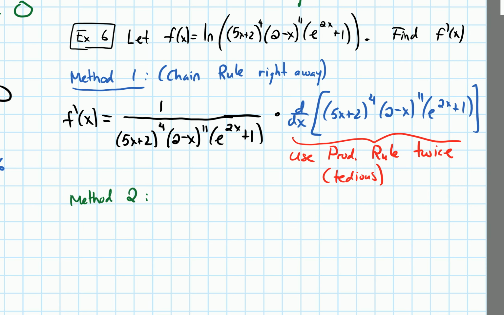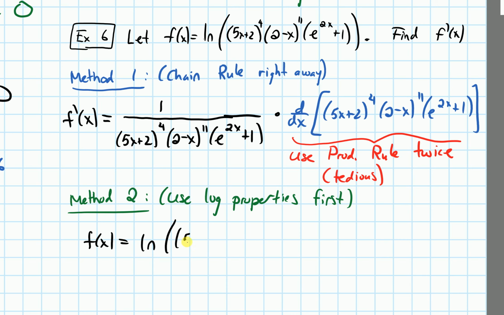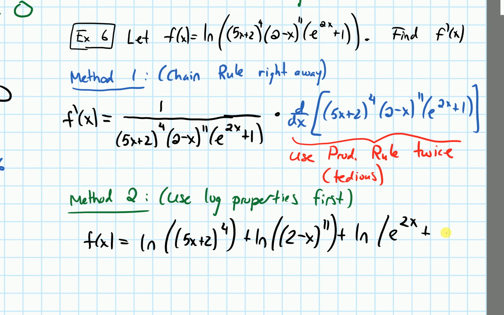So method 2 for doing this is we can actually use log properties to simplify our function first. So what if we use log properties first? So for example, when we have ln of something times something times something, that's ln of the first thing plus ln of the second thing plus ln of the third thing. So that's one of our log properties.